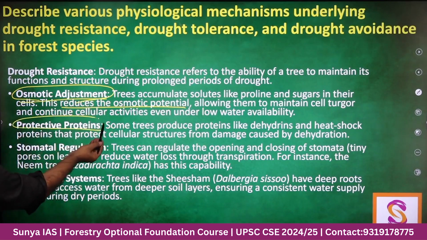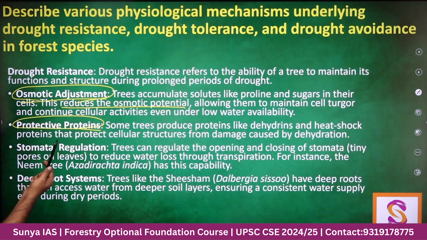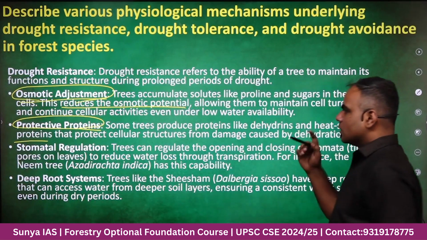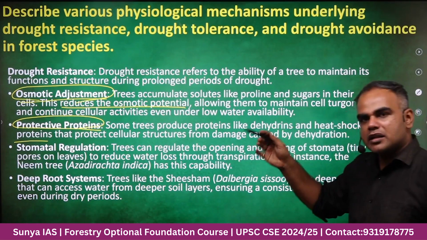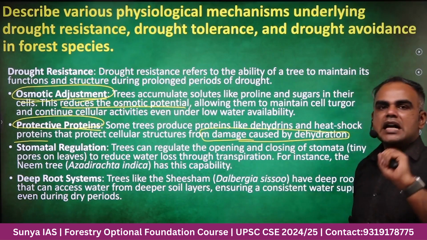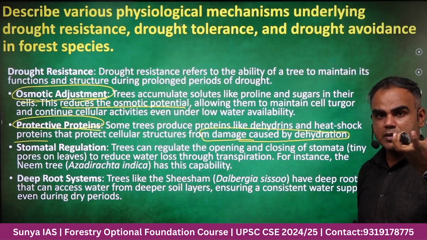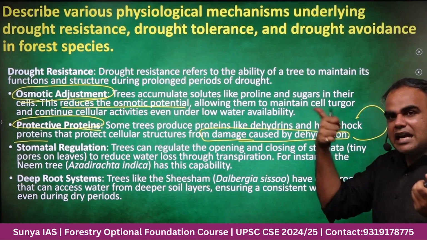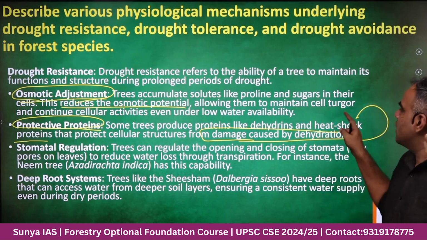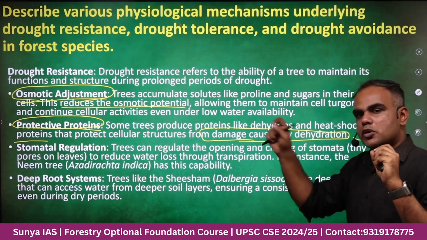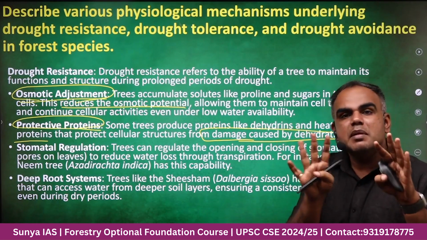2nd, there need to be some protective proteins, which can be heat shock proteins or dehydrins. The main function is that they protect cellular structures from damage, because if you have dehydration, the water balance will be very much compromised. So to protect that, you have dehydrins from dehydration. Think of dehydrins and heat shock proteins. If these protective proteins are present, the impact will be very less.